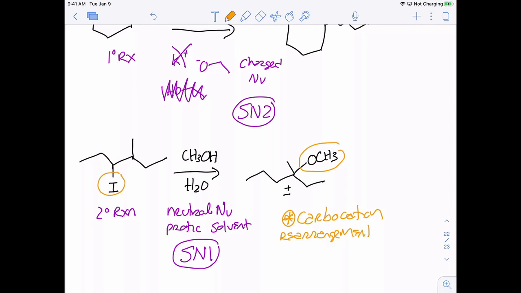And then also because we're doing that neutral nucleophile, you need to do that deprotonation step after you do the substitution. So again, please practice that mechanism.